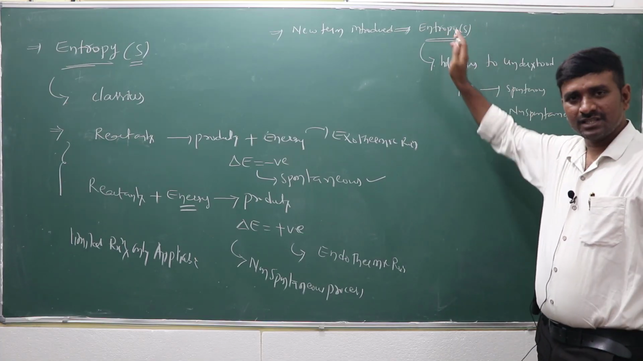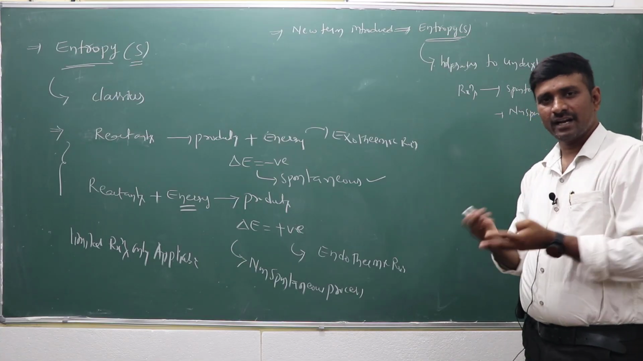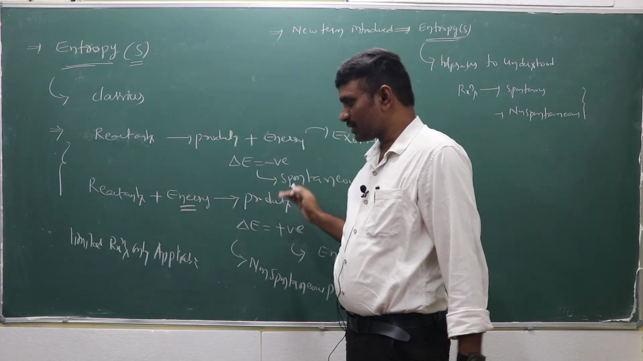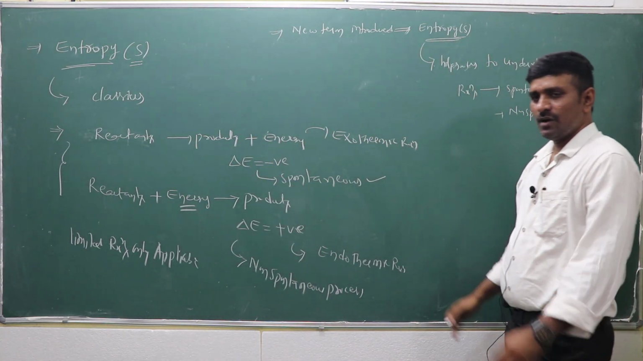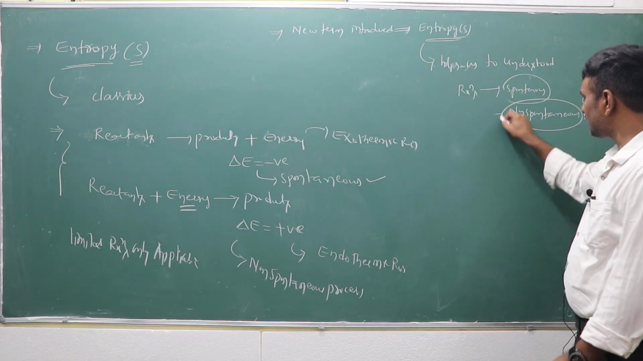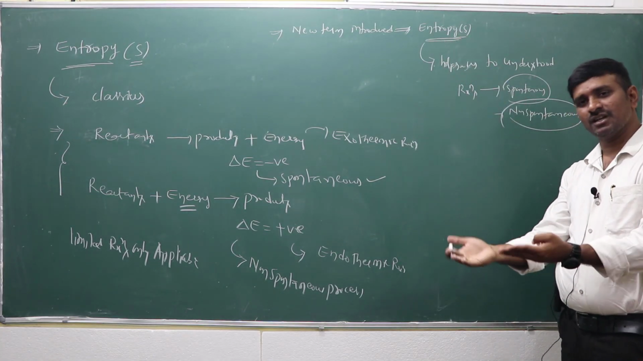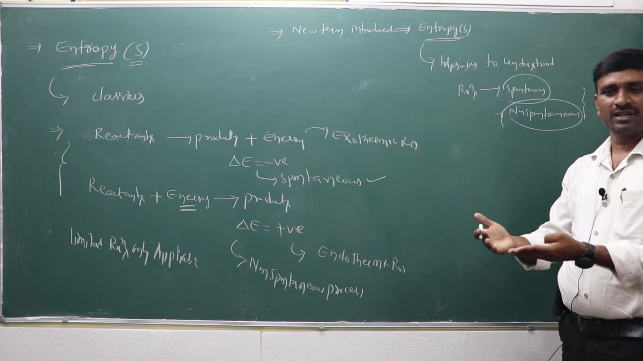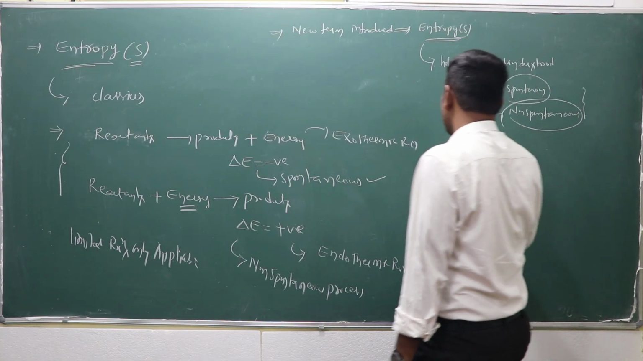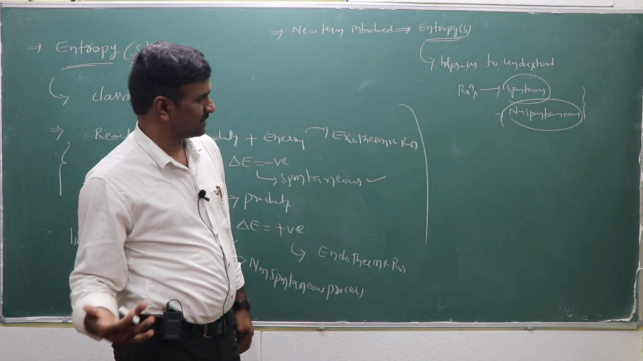Entropy can help us understand whether a particular reaction, that means reactants converting to products, will take place spontaneously or non-spontaneously. That can be explained by the entropy. That means entropy is used to explain the spontaneity or not of a particular reaction. That term will be introduced, right? In which cases it may be spontaneous and in which cases non-spontaneous, I can explain later.